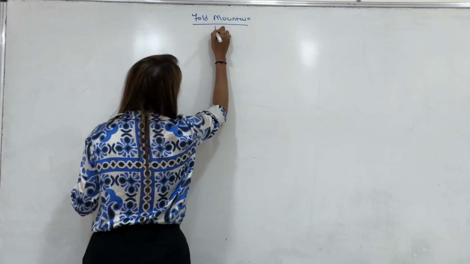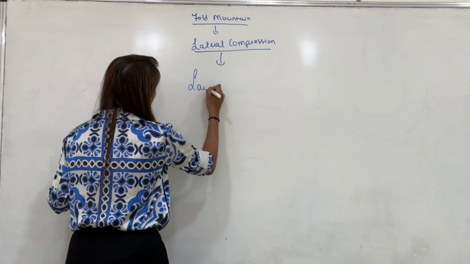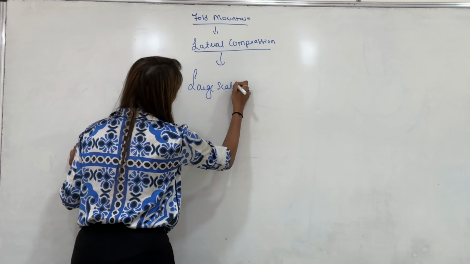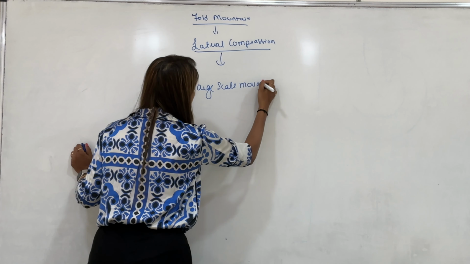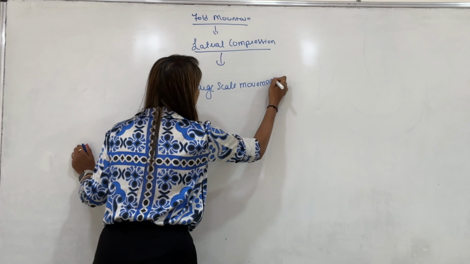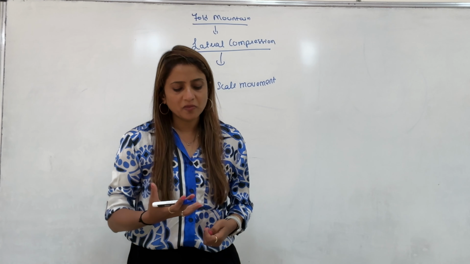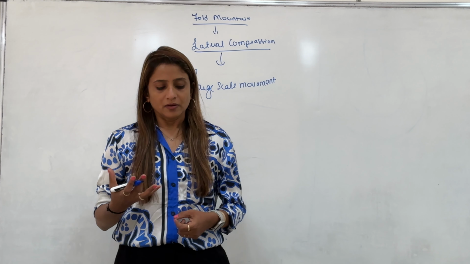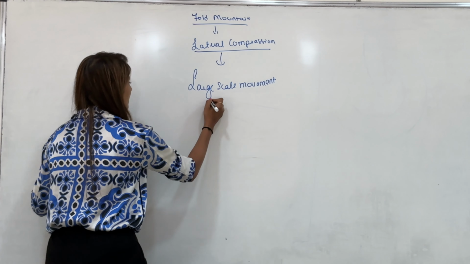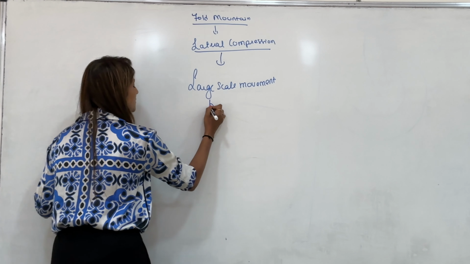So basically, under the surface of the earth, there are large scale movements happening. Fold mountains are formed because of these large scale movements. I just discussed with you the movement of tectonic plates. It is a large scale movement, correct? So there are large scale movements happening by stress. This horizontal movement is stress. It is causing stress.